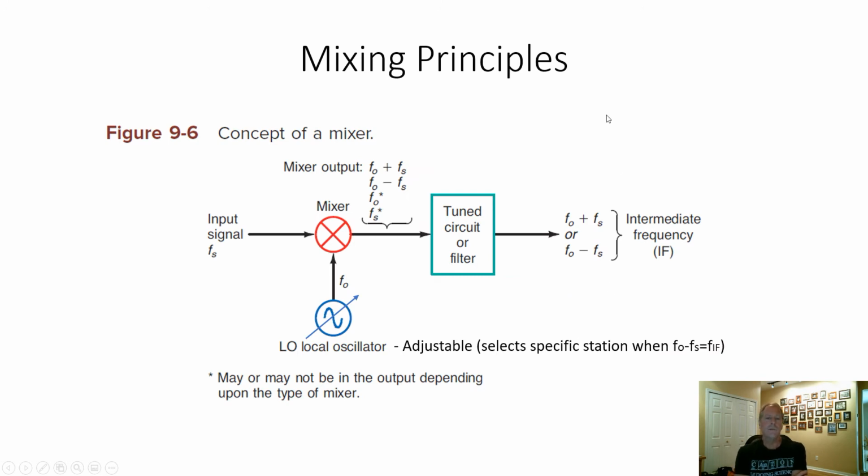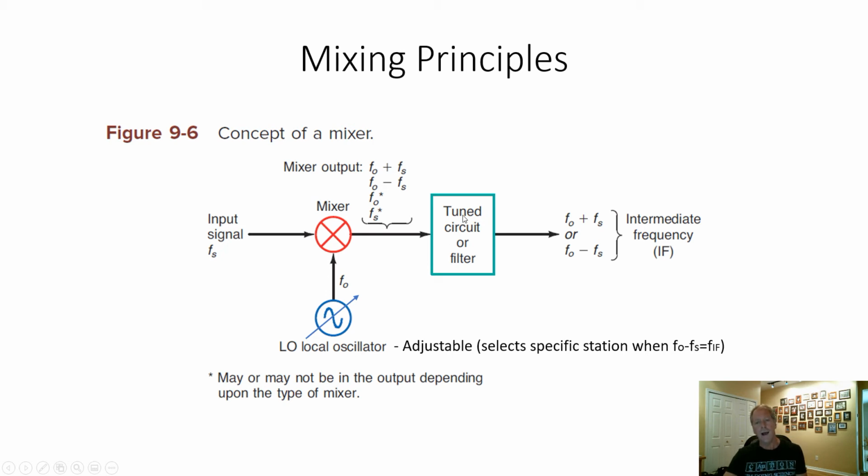A mixer works to take two frequencies and mix them together. What happens is you get four frequencies in the output. You get the local oscillator frequency, which is FO, and FS, which is the signal frequency. You get the sum and the difference of the two, and then you get them individually. Sometimes that happens, sometimes it doesn't, but let's say for this example, you get all four of these frequencies.